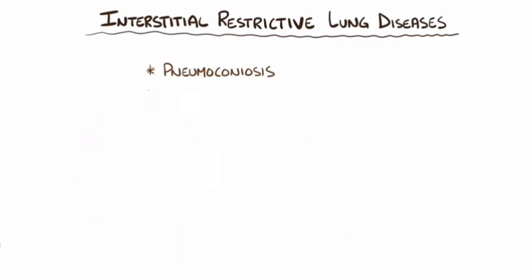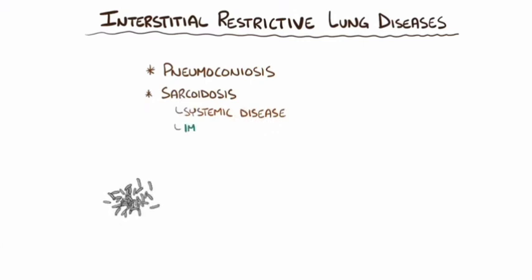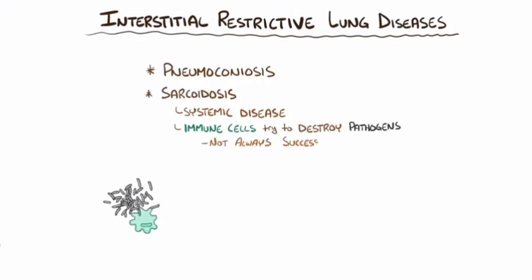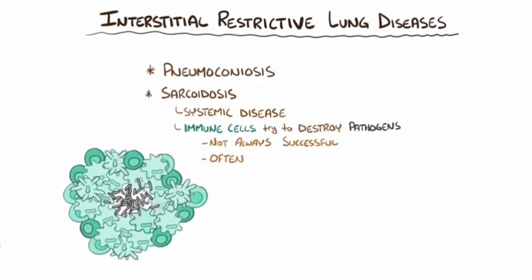Now, a second type of interstitial restrictive lung disease is sarcoidosis, which is a systemic disease with an underlying mechanism that's not well understood. What we do know is that in sarcoidosis, immune cells try to destroy the pathogens or particles, but aren't always successful. Oftentimes the pathogen simply gets surrounded by a cluster of macrophages and other immune cells, in a sort of standoff called a granuloma.